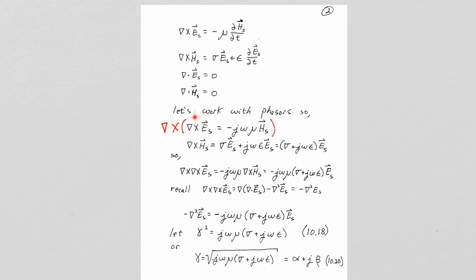Let's take the curl of both sides of this equation, which will give us this equation right here, and then we're going to substitute for the curl of H this term right here. Using this vector identity and the fact that the divergence of the electric field is zero, we can rewrite the left-hand side of this equation as minus the Laplacian of the electric field intensity. We are going to call this term here gamma squared. Taking the square root gives us gamma, and gamma is going to be a complex number. We'll call the real part alpha and the imaginary part beta.